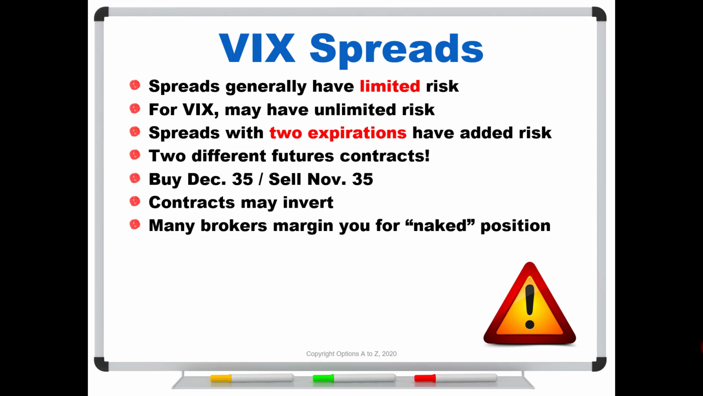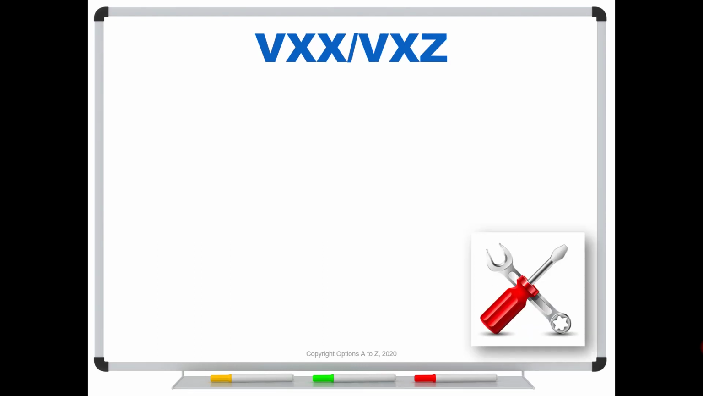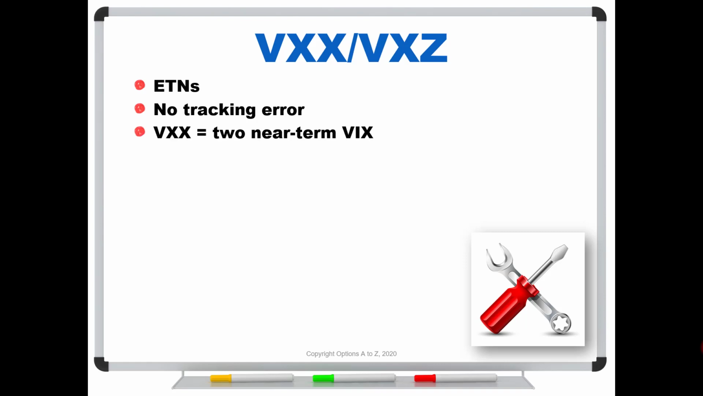So if you wish to use spreads, what are some techniques and some strategies you can do? Well, one thing is to use VXX or VXZ. Now these are ETNs, exchange traded notes, so there is no tracking error. So that's a big benefit right there. So the first one on the list is the VXX, and it looks at 2 near-term VIX contracts. And it does a weighted average so that it's always behaving like a 30-day contract. And that's how it's calculating this volatility level.